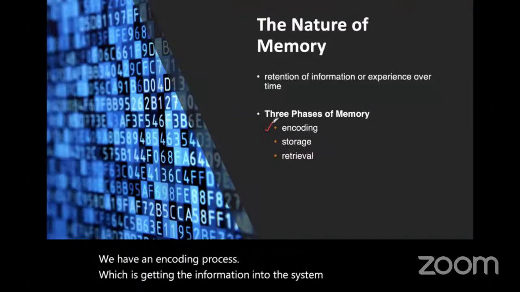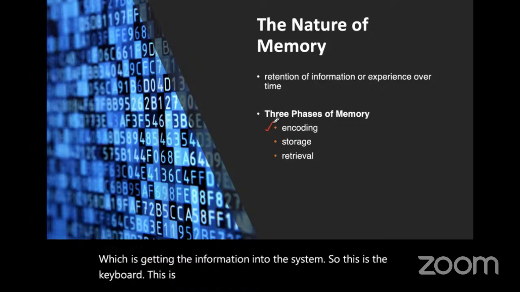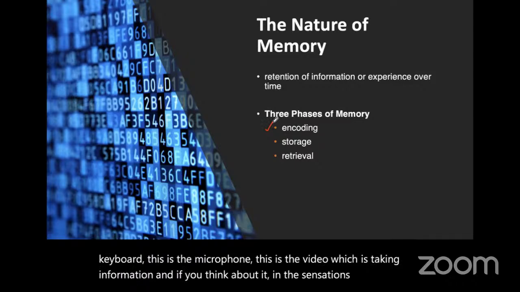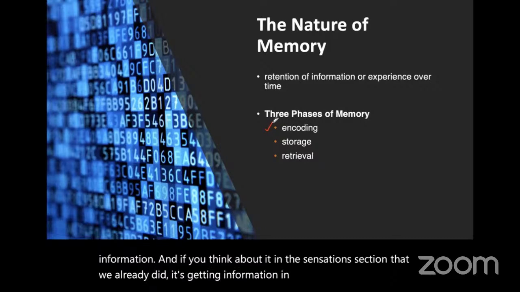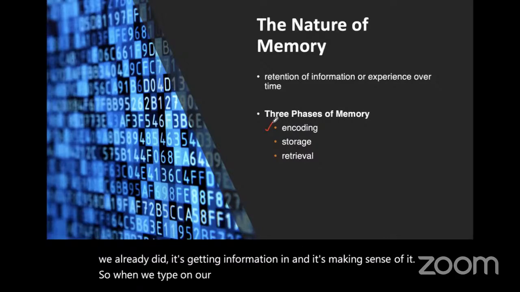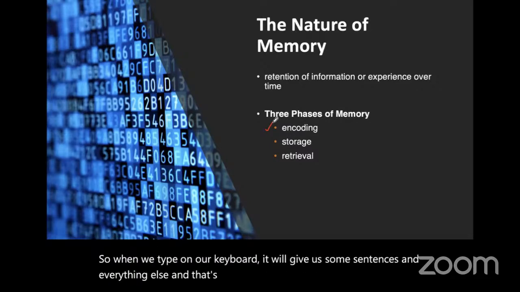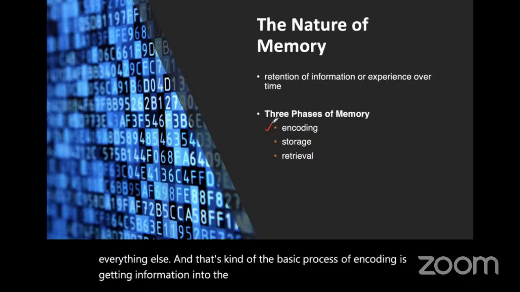So this is the keyboard, this is the microphone, this is the video, which is taking information. And if you think about it in the sensations section that we already did, it's getting information in and making sense of it. So when we type on our keyboard, it will give us some sentences and everything else. And that's the basic process of encoding, getting information into the system, okay?